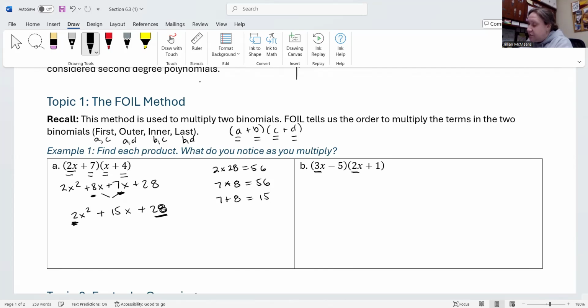I get 3x times 2x, sorry. So 3 times 2 is 6. x times x is x squared. I'm going to take 3x times 1. That's just going to be 3x.